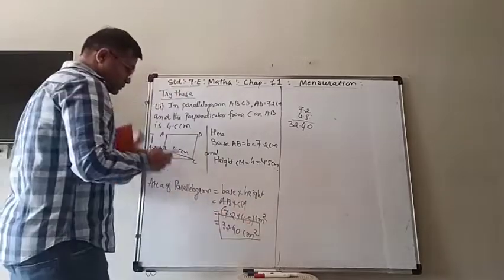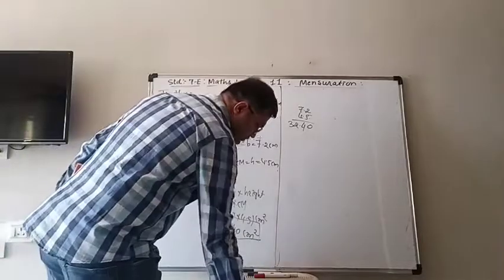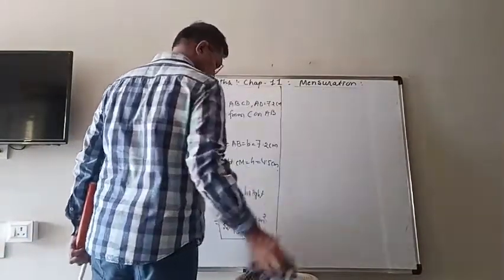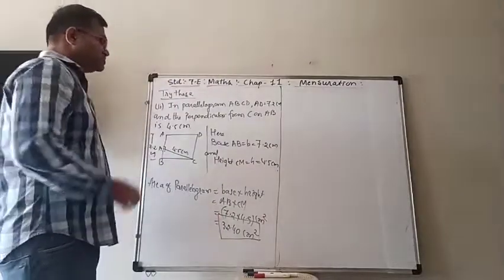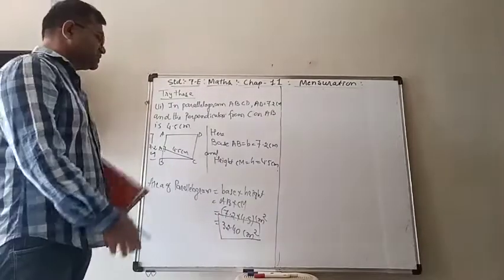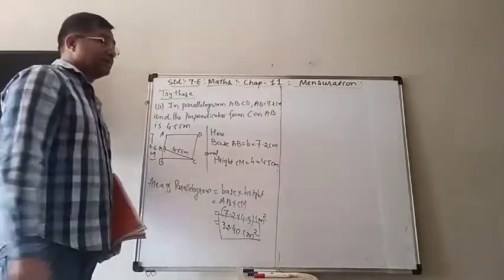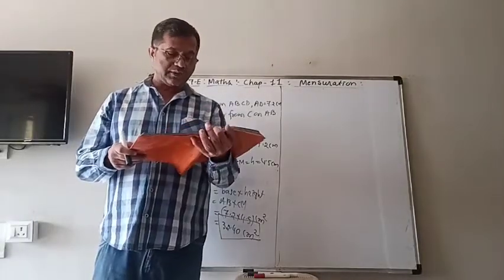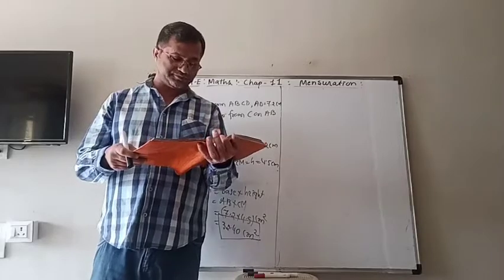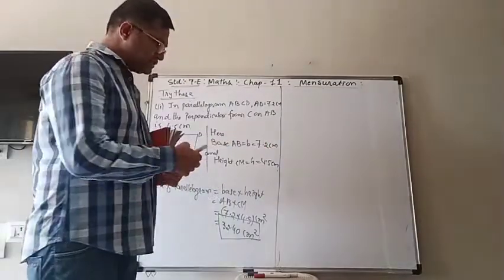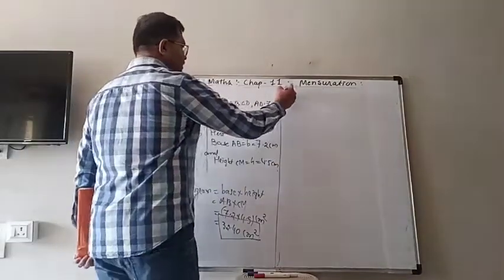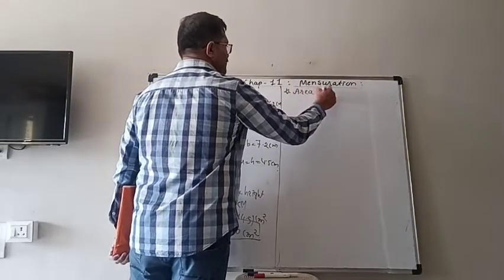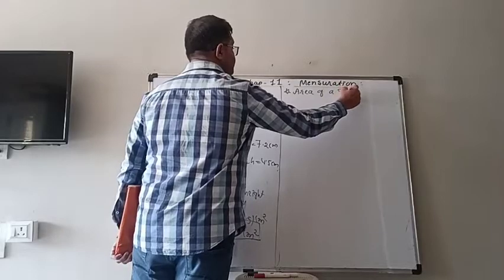So when the sides and one of the heights is given, we have to just remember the formula that area of parallelogram is base multiplied by height. Now we shall learn about another set, that is area of a triangle.